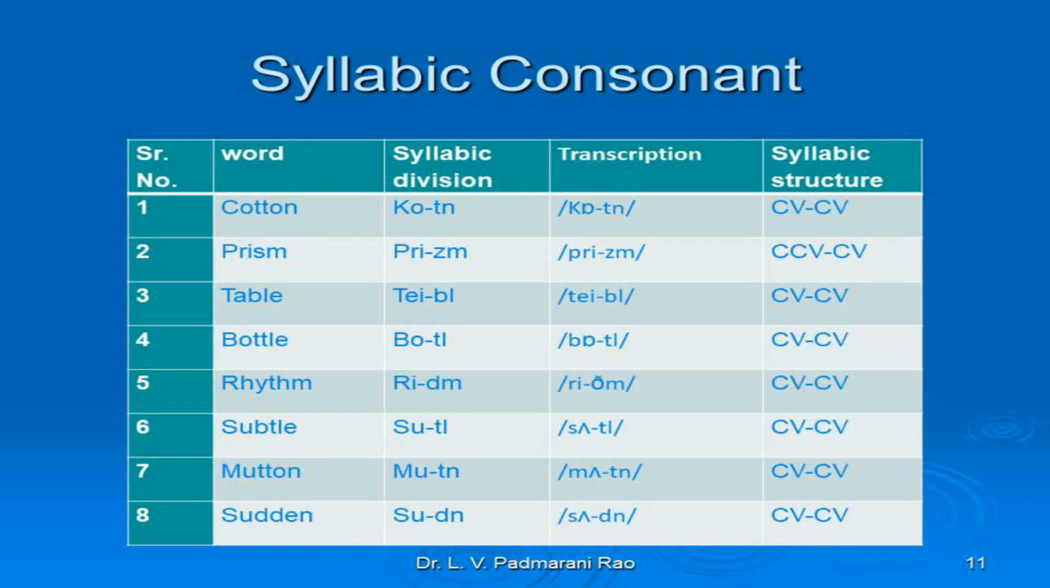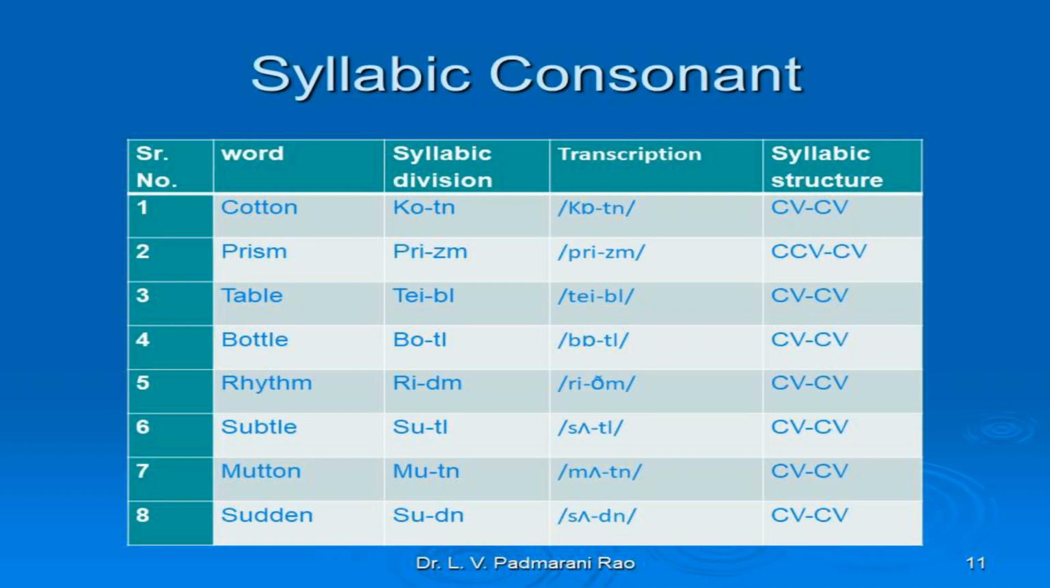Similarly, the word prism. Actually speaking, it is a monosyllabic word with a single vowel in it. E is the vowel that you have. But the word is considered to be a disyllabic word with pre as the first syllable, zum as the second syllable. Now between z and m, you don't find any vowel sound. The sound m itself, because of the inherent sonority property, is functioning as the vowel sound here, giving the structure of CCV and CV. Similarly is the word table.